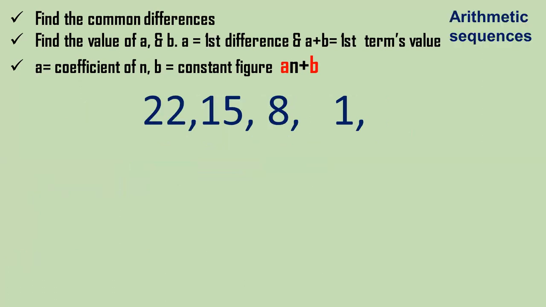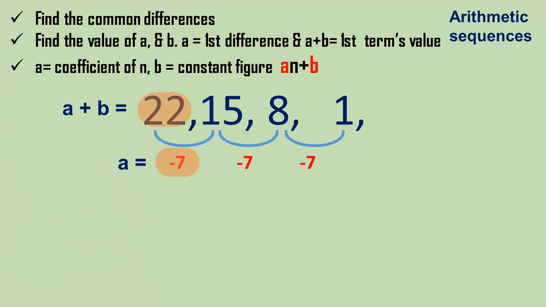We're going to see another sequence, a decreasing sequence from 22 to 15 and 8 and 1. So here minus 7 is the common difference between them. You can find it by using the calculator: 15 minus 22 will produce minus 7. In the same way, 8 minus 15 is producing minus 7. That's a common difference. So a is equal to minus 7, and a plus b is equal to 22.